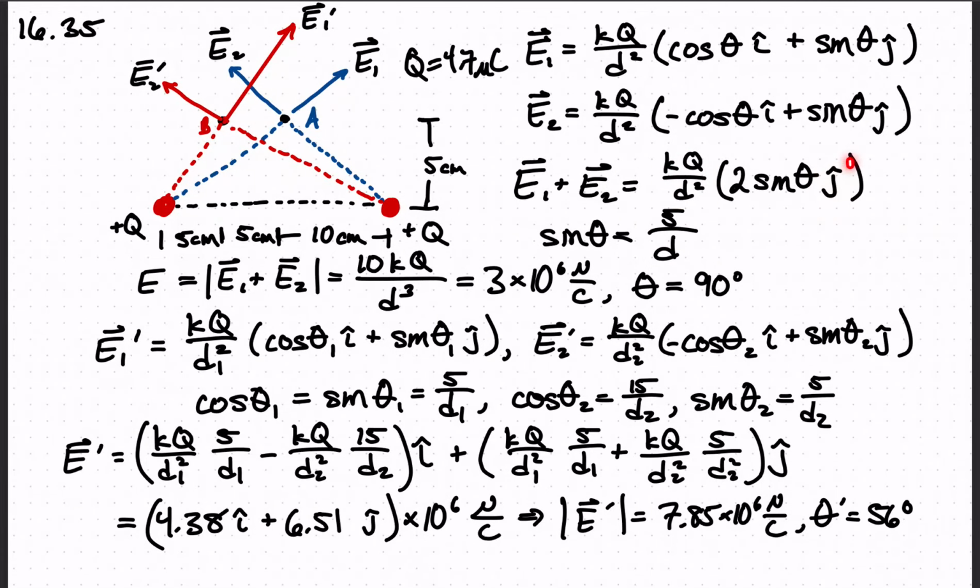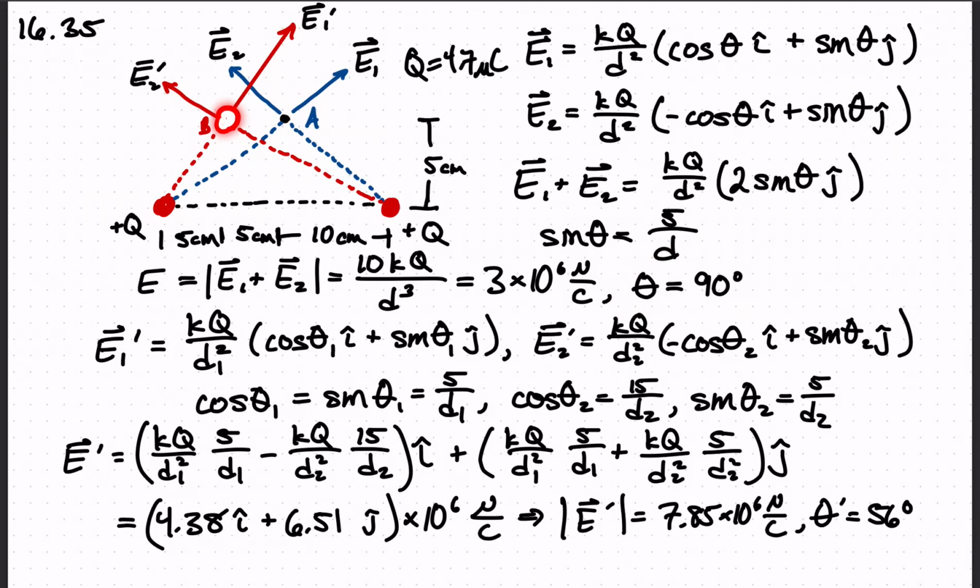And j is a unit vector, so the coefficient out front of it is just the magnitude. So the magnitude is 10kq over d cubed. And if we plug in numbers, we get 3 times 10 to the 6 newtons per coulomb. And again, if we're measuring from this x-axis here, then the angle is going to be 90 degrees because it is vertical.